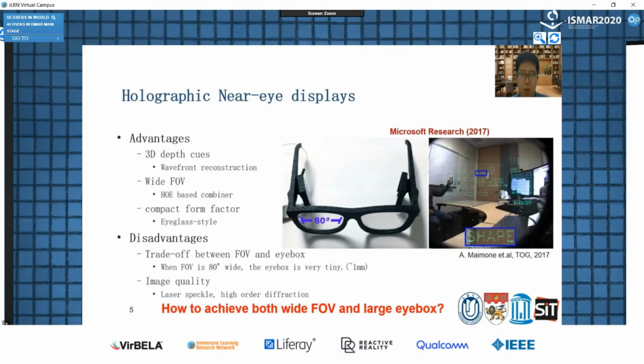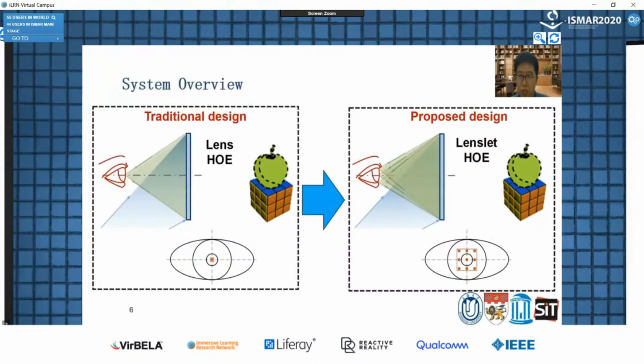Our work presented in this ISMA paper is mainly focused on this important issue. The traditional design of the holographic near-eye display always utilizes the lens-function HOE, which is transparent and can reflect the off-axis incident beam and converge it to the eye pupil. So the eye could observe both the virtual green apple and the real Rubik's cubes. Here, the spot size of the focus on the pupil plane is the eyeball size, which is very small.